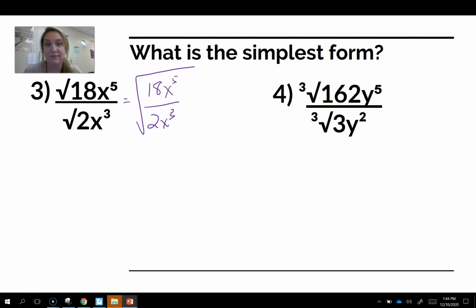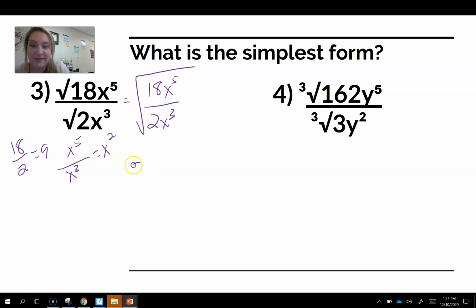And then I can actually simplify the fraction within. So 18 over 2, doesn't that simplify to 9? 18 over 2 is 9. And then x to the 5th over x cubed, that's property of exponents. I can subtract. That simplifies to x squared. So that's going to be the same thing as having the square root of 9x squared. So all I did right there was simplify the fraction. I've done nothing with my square root yet. All I've done is reduce and simplify what's under it.